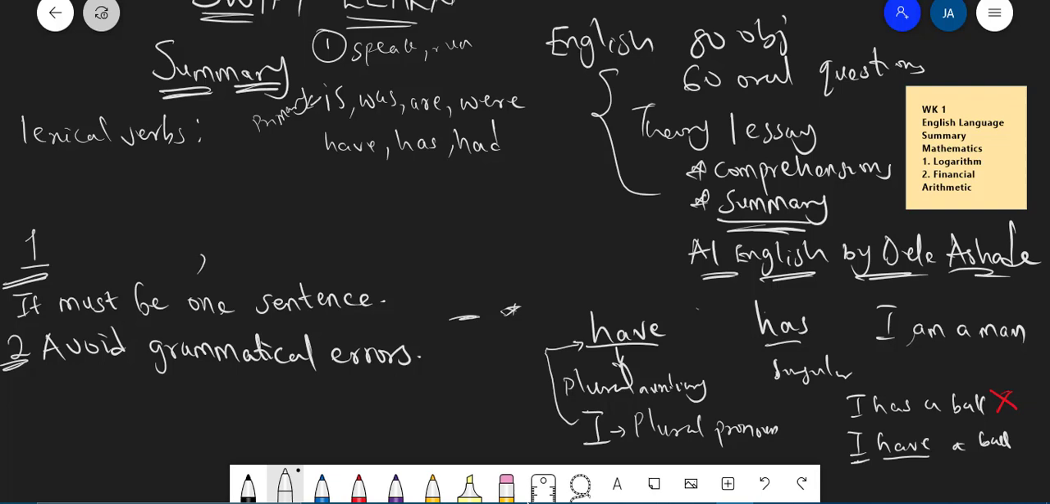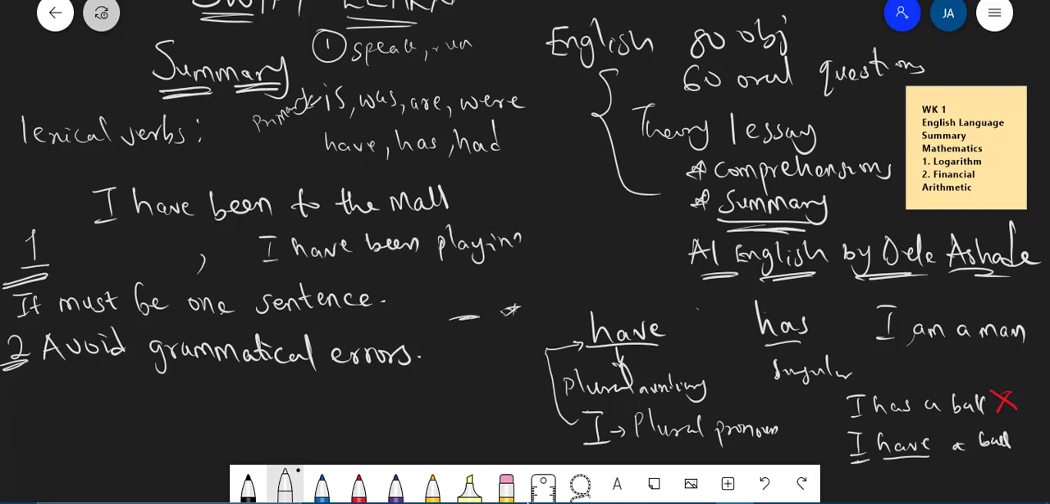Primary auxiliary verbs are verbs that assist a verb. You can't find them alone in a sentence. They are used with a verb. For example, you want to say "I have been to the mall," or "I have been playing football games." You notice that this "have" is assisting this lexical verb "playing," so they are always having the work of assisting.